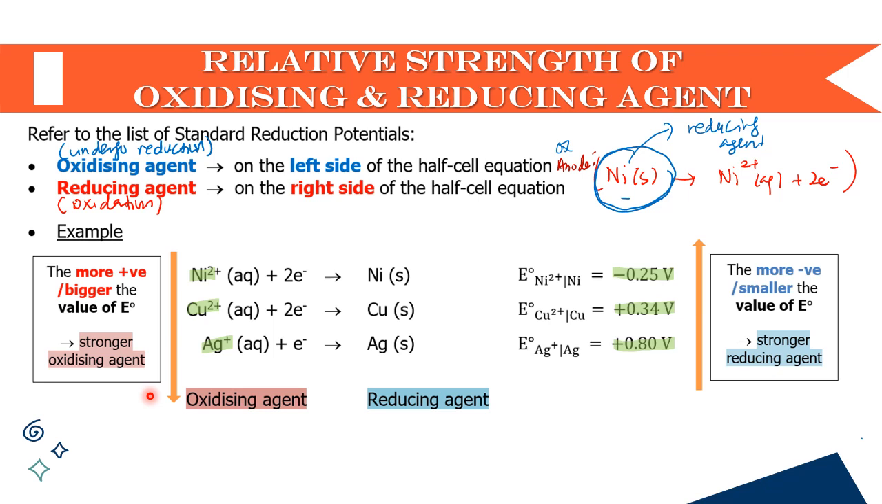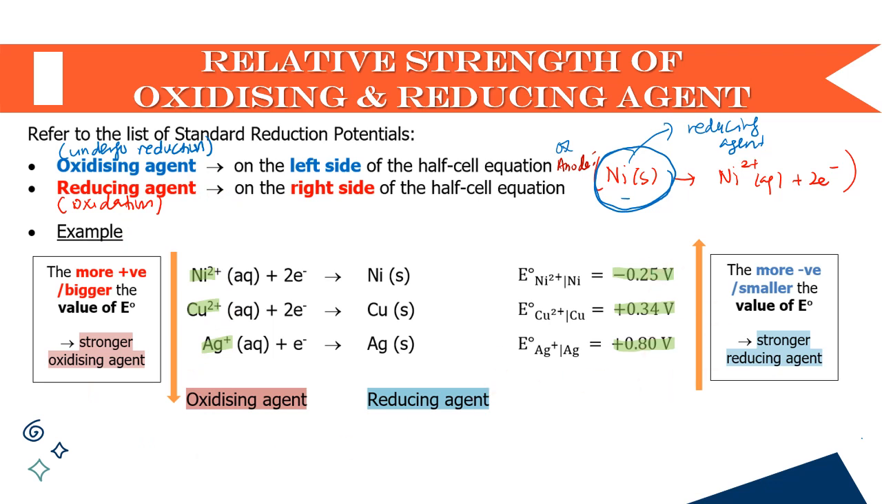So what you need to remember, if the value is big, it's a strong oxidizing agent. If the value is small, it's a stronger reducing agent. Okay, so please remember that. And then again, correct your arrow according to what I have over here.